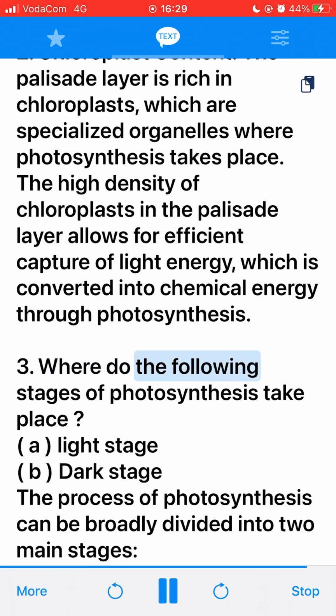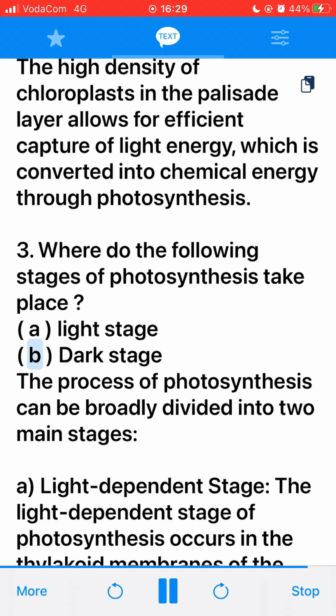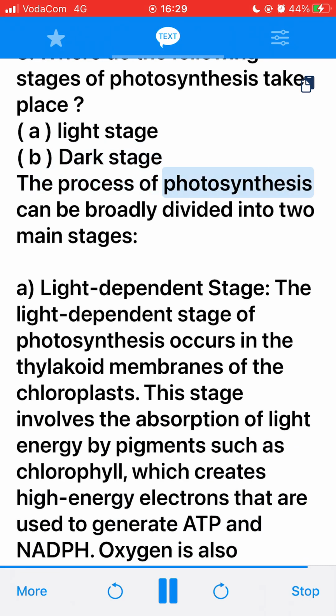3. Where do the following stages of photosynthesis take place? A. Light stage. B. Dark stage. The process of photosynthesis can be broadly divided into 2 main stages. A. Light-dependent stage. The light-dependent stage of photosynthesis occurs in the thylakoid membranes of the chloroplasts.